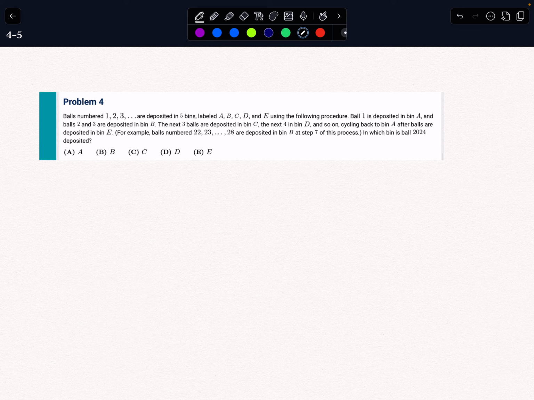Problem 4: balls numbered 1, 2, 3, and so on are deposited into 5 bins labeled A, B, C, D, and E. Ball 1 is deposited in bin A. Then balls 2 and 3 are deposited in bin B, and then the next 3 are deposited in bin C, and so forth. In which bin is ball 2024 deposited? Again, this is a challenging problem, but let's break it down.